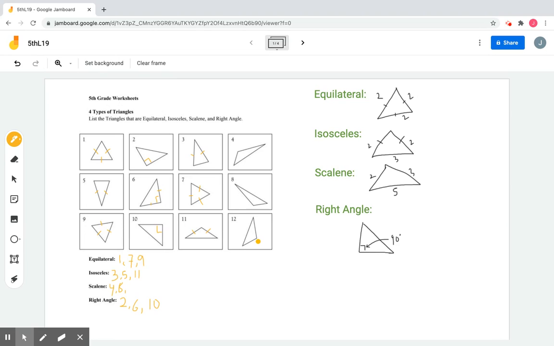And number 12, all the sides look different. Like this one is really short, and this one is like the medium length, and this one is the longest. So it will be scalene.